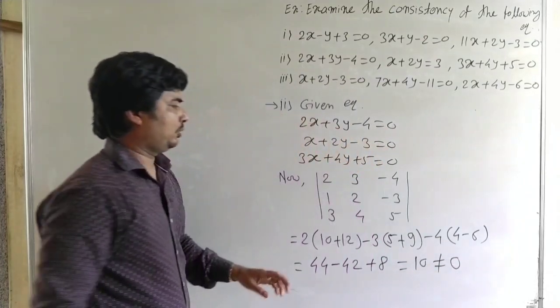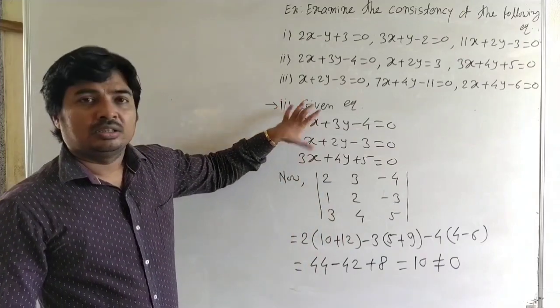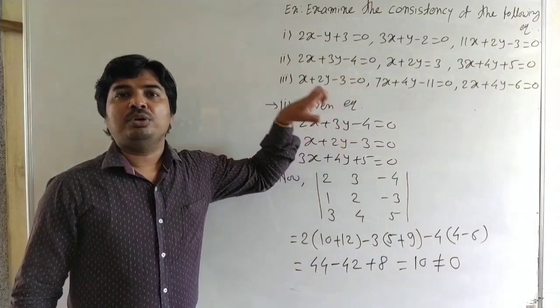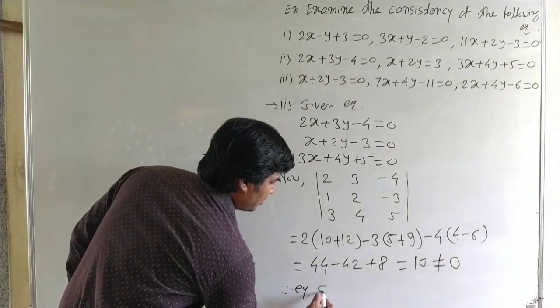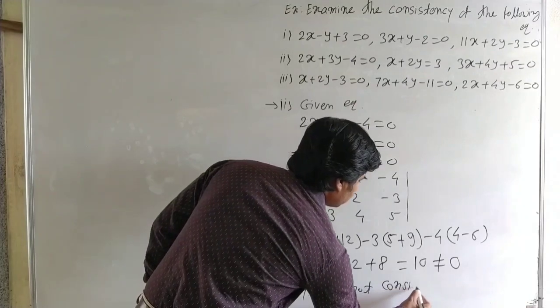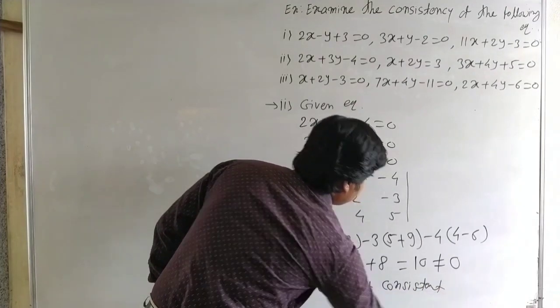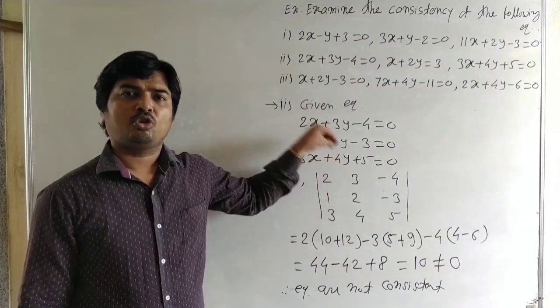to 0. Therefore the value of this determinant is not equal to 0. That means the three equations have no common solution. Okay, and therefore equations are not consistent. That means these three equations have no common solution.